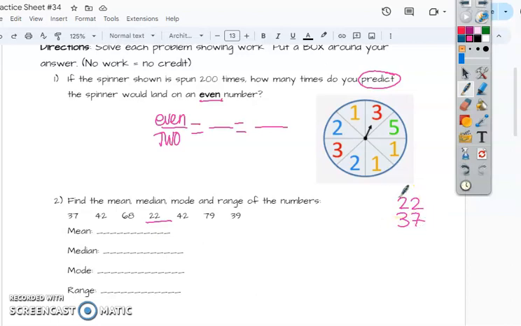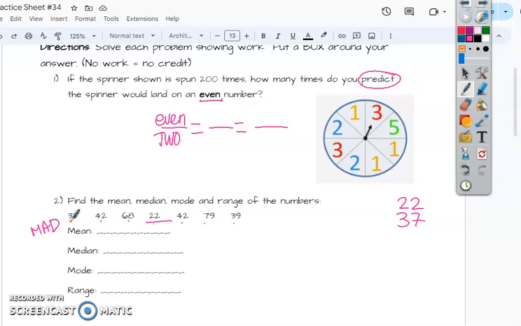Okay? Mean, remember MAD. Your mean teacher is MAD. You're going to add all the numbers and divide by 1, 2, 3, 4, 5, 6, 7. So add these numbers. Feel free to check with me when you get your sum, and then you can divide.